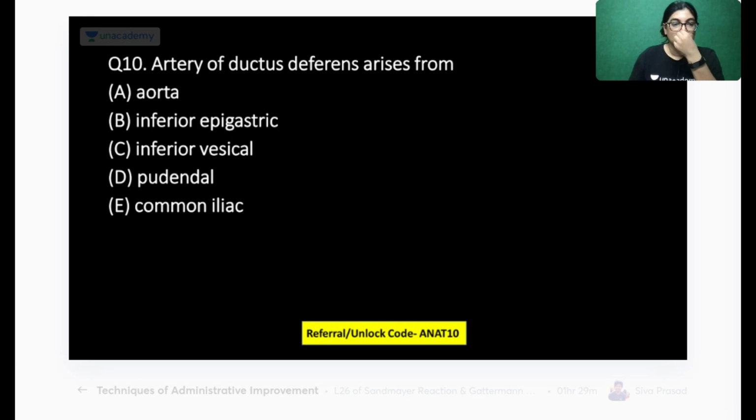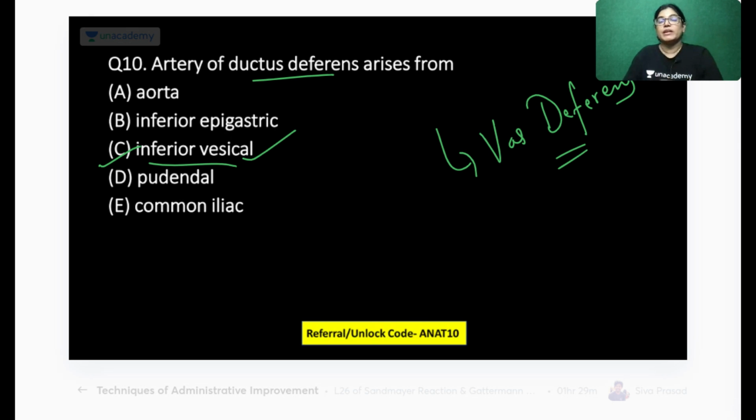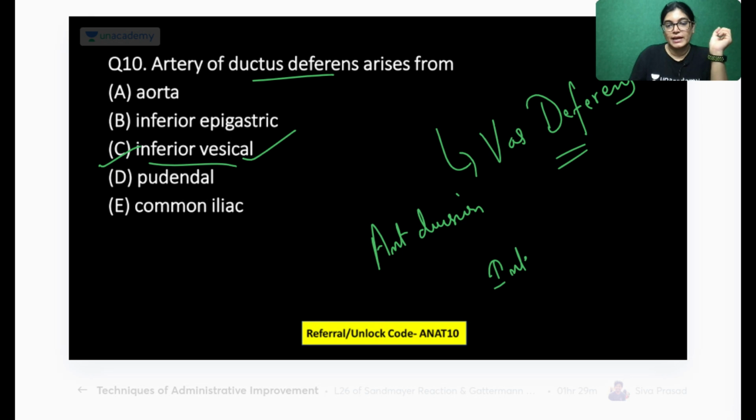So yes, 44% of students have given the right answer. Inferior vesical artery. Absolutely right. Artery of ductus deferens is also called the artery to vas deferens, and this is a branch from the inferior vesical artery. Inferior vesical artery is a branch of which artery? Anyone? Internal iliac artery, anterior division. Absolutely right. Yes, anterior division of the internal iliac artery.